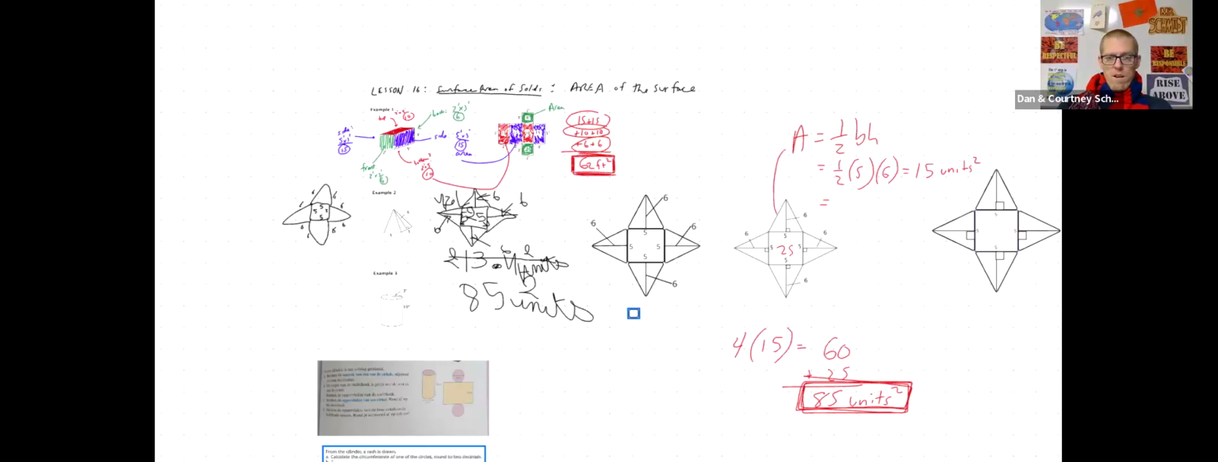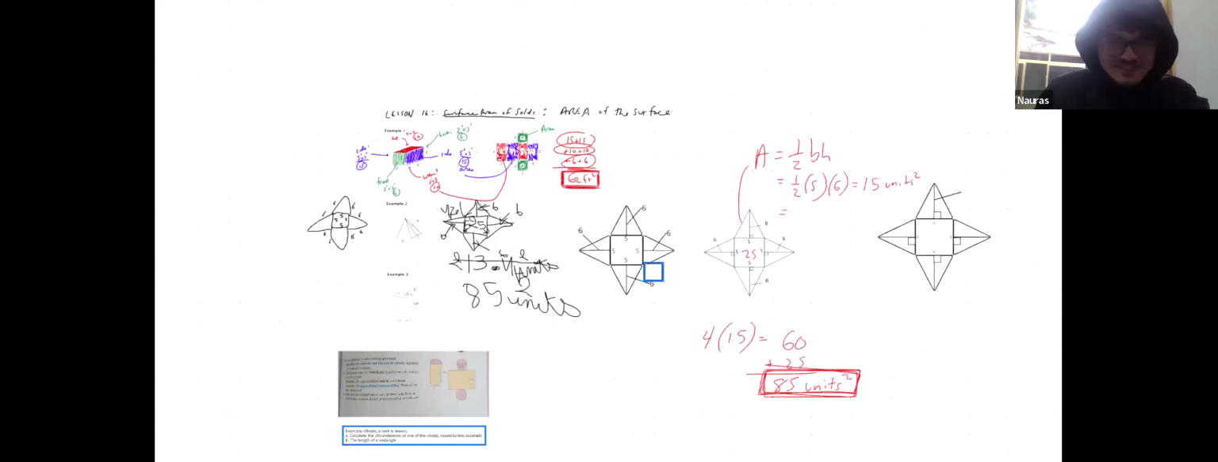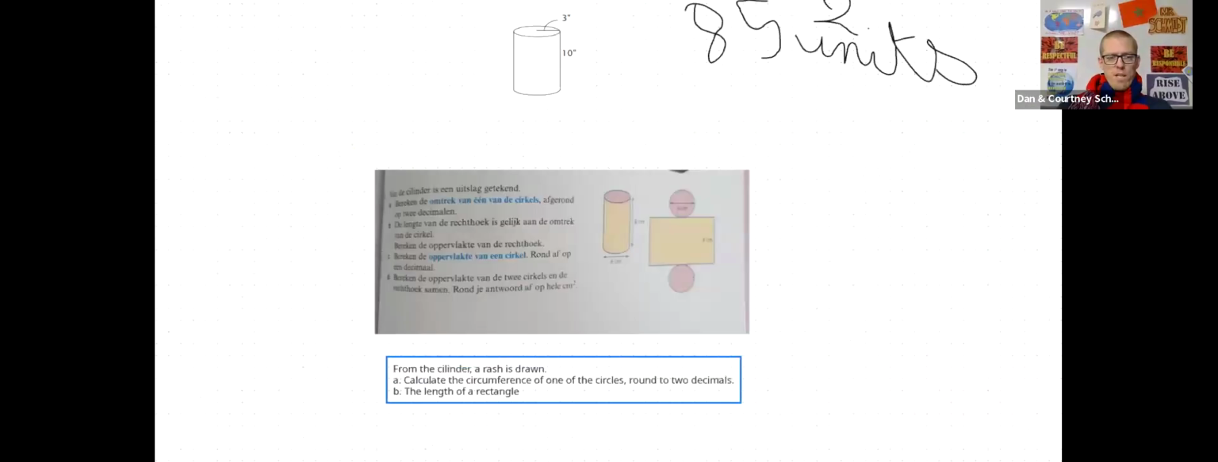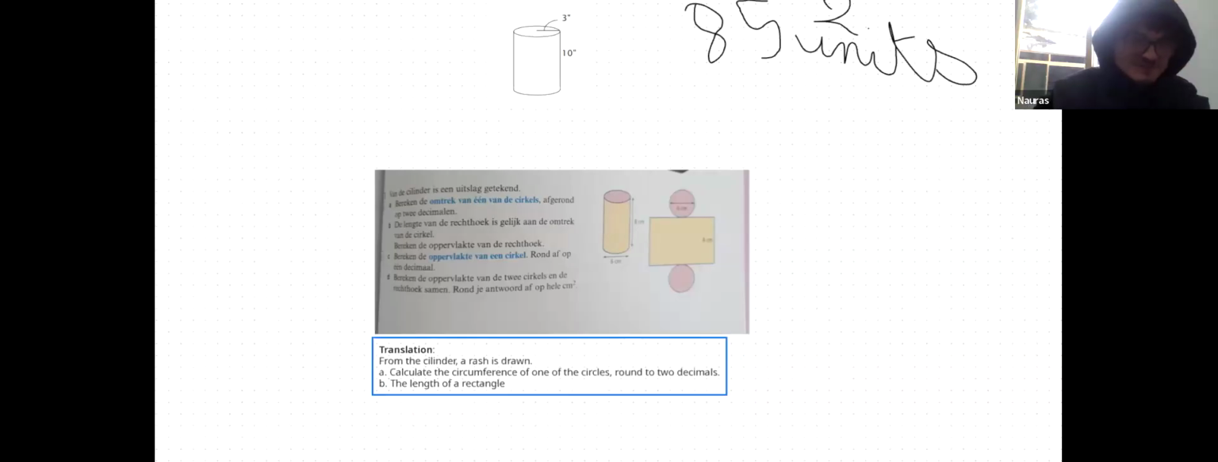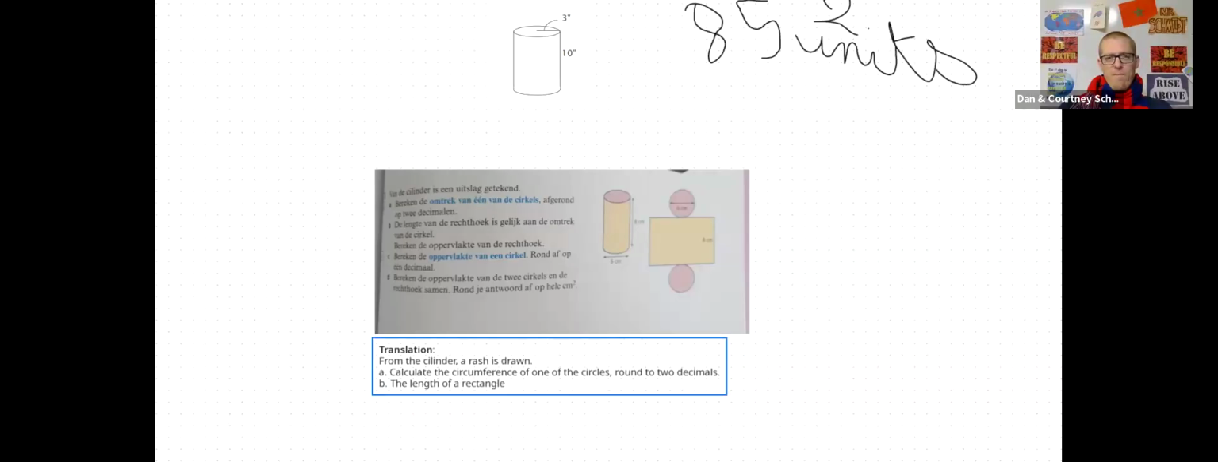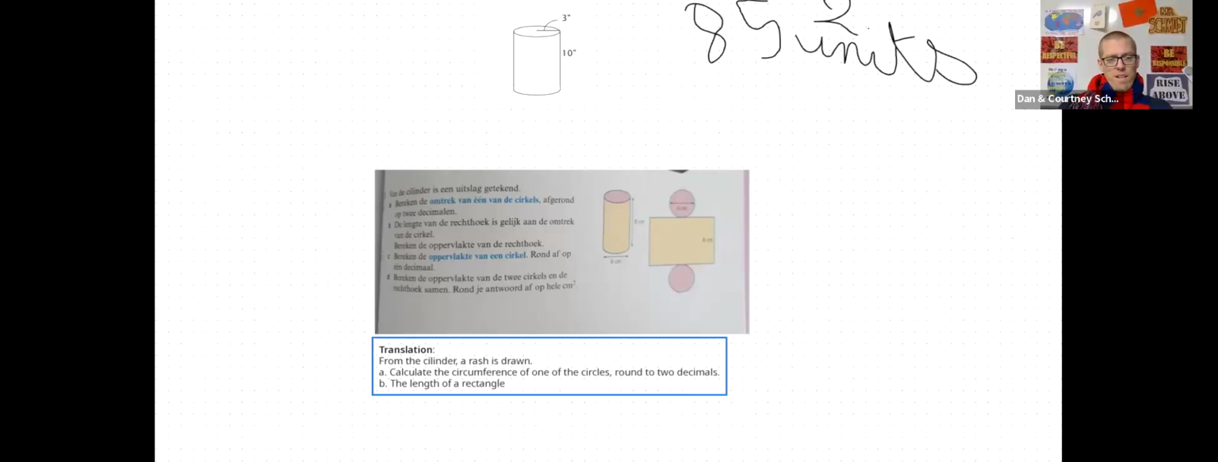Now, it looks like Naras has shown us essentially what this cylinder is going to look like when it's unfolded. And I can see in my study of Dutch, it's clearly asking for us to calculate the circumference of one of the circles. Round to 2 decimals. Is that saying that twee is 2? True. Wow. See how I did that? I just learned a number in Dutch. Now, the next part is telling us the length of the rectangle, maybe.